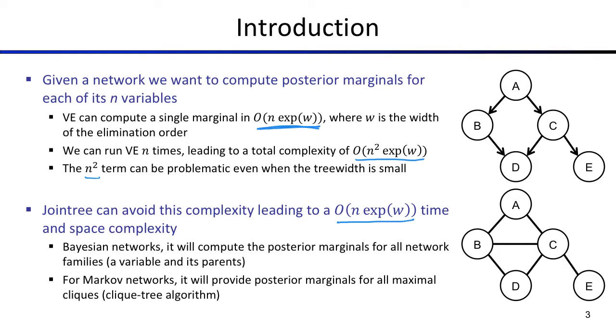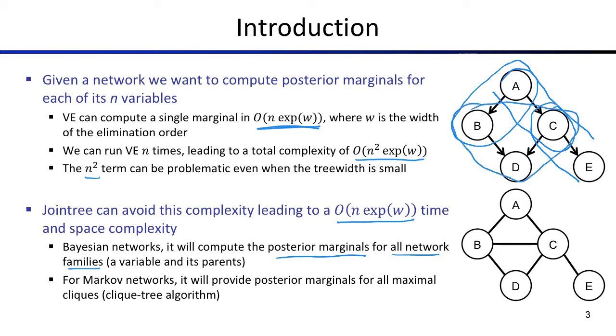In principle, the Jointree will answer the posterior marginal queries over all network families for the Bayesian networks. And a network family is a variable and its parents. So we will be able to answer posterior marginals over the set of variables A and B. It is one family. Another family is A and C. Another family is C and E. Another family is B, D, and C.